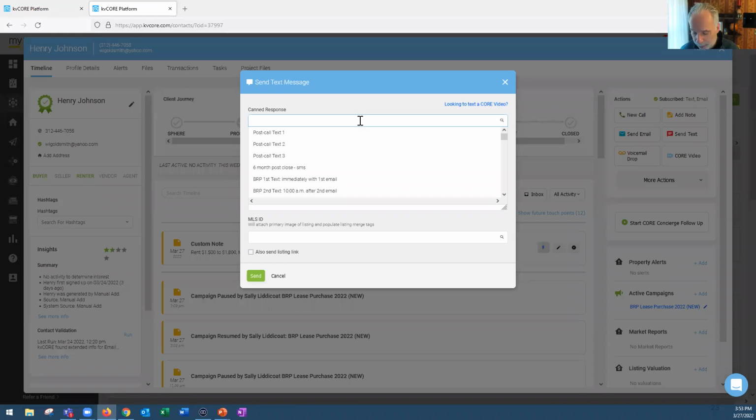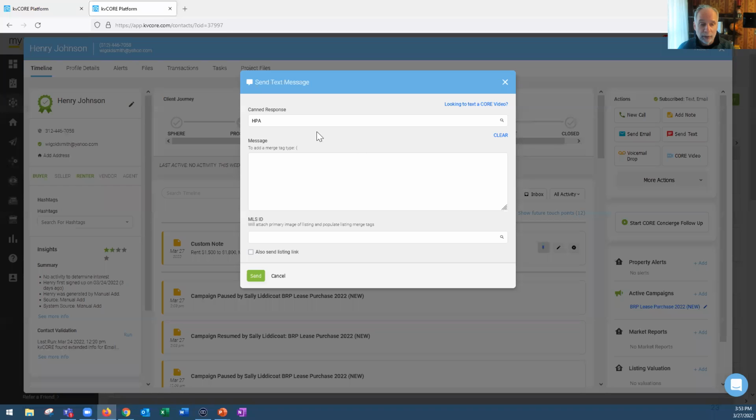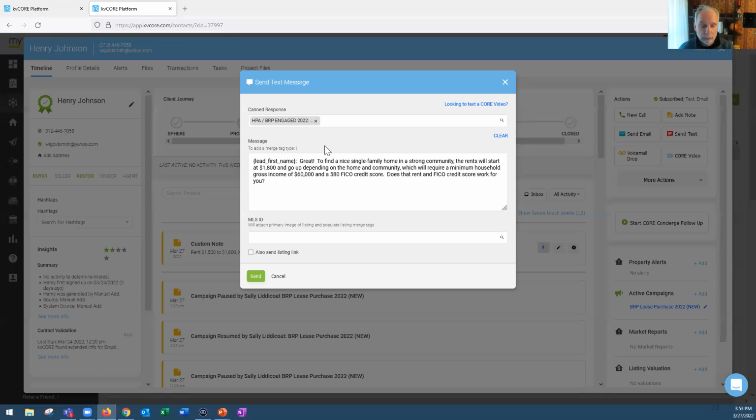Go back to our text again, type in HPA, follow down to the second engaged text, yes to the time frame. He's got more than a month, actually all the way to June, but we want to verify that he's got the income. Okay, so Henry, great. To find a nice single family home in a strong community, the rents will start at $1,800 and go up, depending on the home and the community, which will require a minimum household gross income of $60,000 and a FICO of 580. Does that rent and FICO work for you?